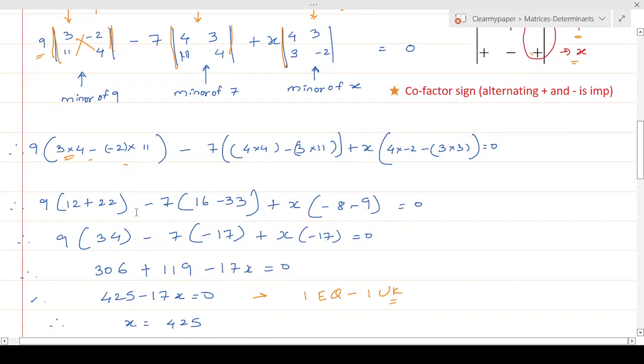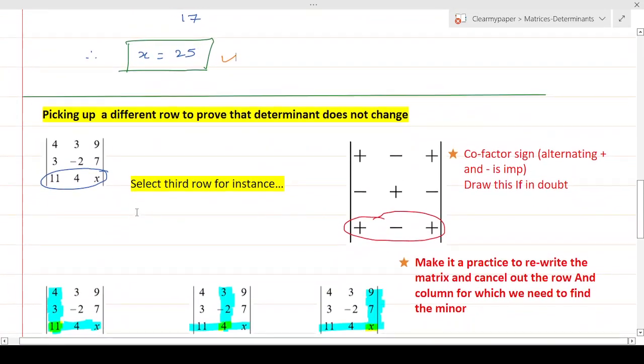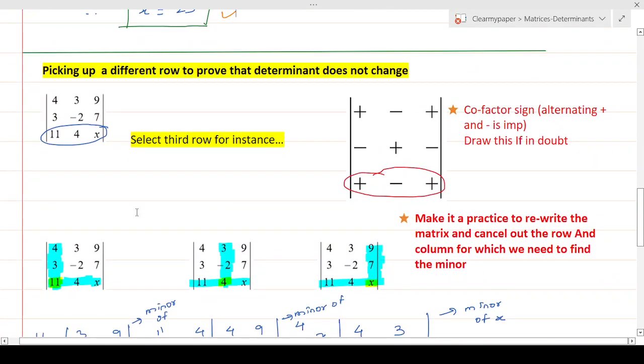I've already demonstrated this in the theory, but let me walk you through it with a practical example. I'm going to pick up the same example, but instead of the third column, in this case I'm going to pick up the third row. This is row 3. In the above case, we picked up column 3. So I'm going to pick up the third row, and I'm going to apply the same principles.